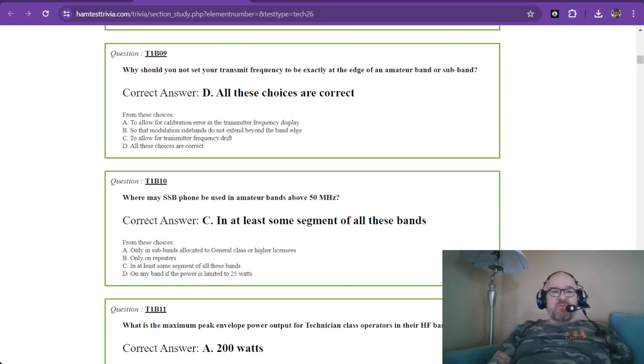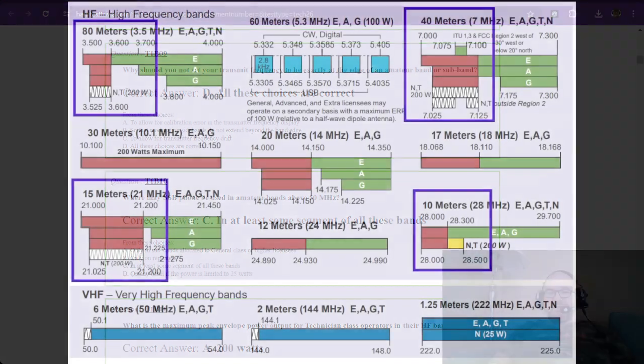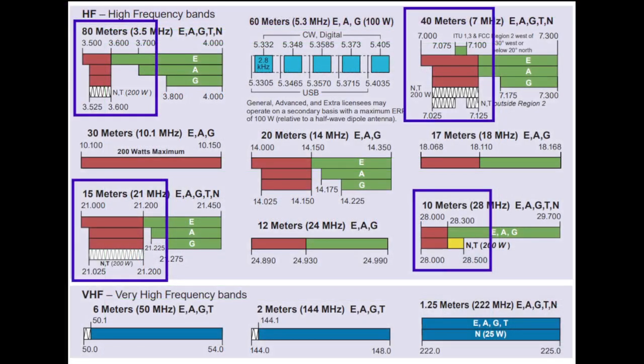So let's go look back at the band plan again really quickly. And if I pull this picture up, if I can find this picture. So 10 meters, you can see at 28.500, you do not want to operate SSB on that frequency because it's going to put you out of your range. At 28.300, you can maybe operate safely, but I would not.